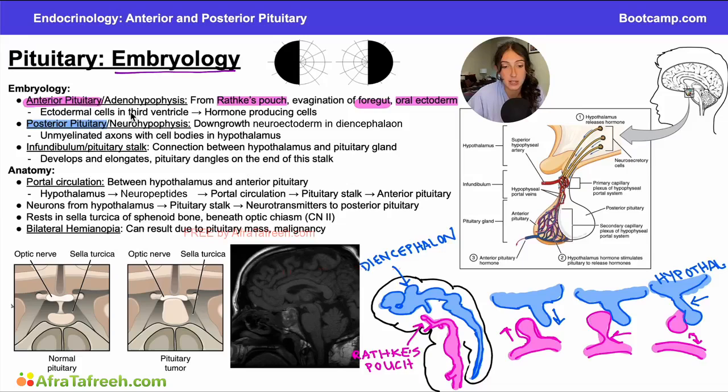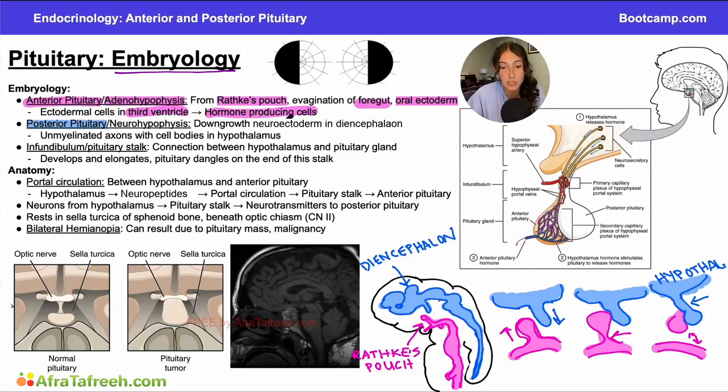These ectodermal cells are what is going to give rise to the hormone producing cells of the anterior pituitary, so that's a good fact to be aware of. And then finally, our anterior pituitary is also sometimes called the adenohypophysis, and I always like to remember that A for anterior pituitary and A for adenohypophysis, so those two names kind of go together and they do mean the same structure. Next, talking about our posterior pituitary.